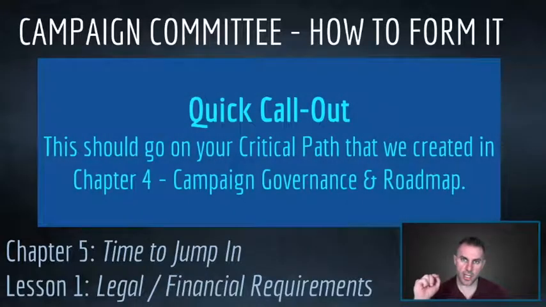Another quick call out is that this should go on your critical path that we created in Chapter 4 on campaign governance and roadmap. You'll recall that the critical path is actions that you absolutely must take in order for your campaign to even happen. So it's 100% critical that these things actually happen. That's your call out to pay special attention to these steps. Okay, so how do you form it?